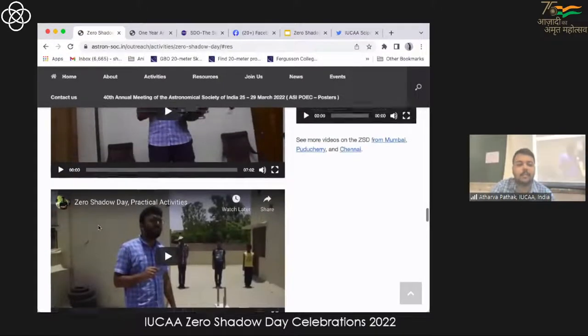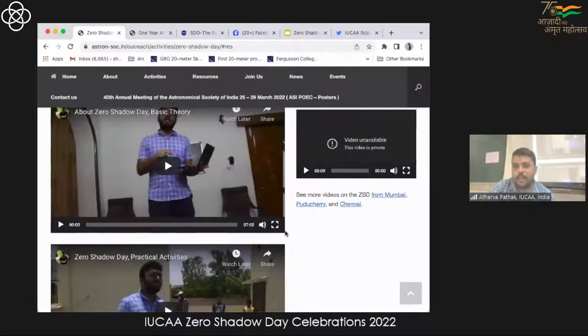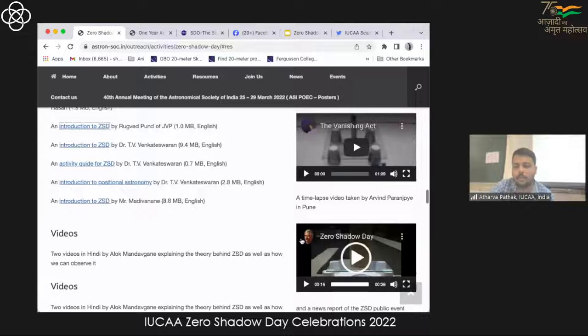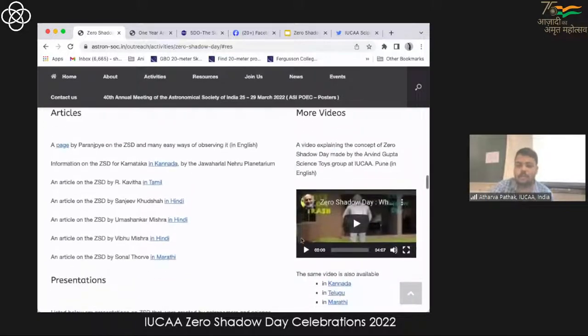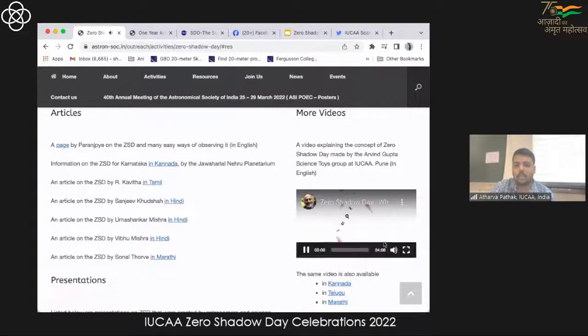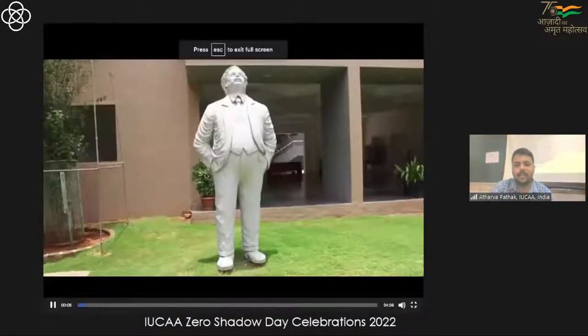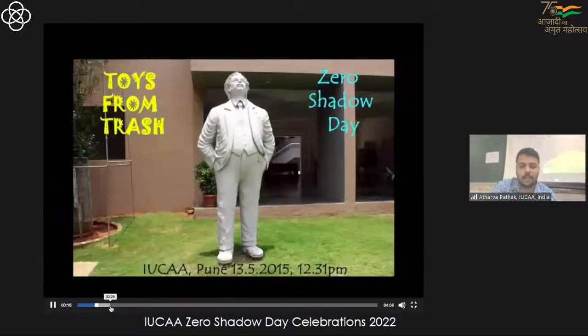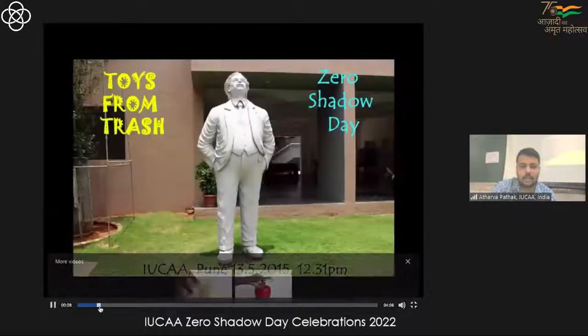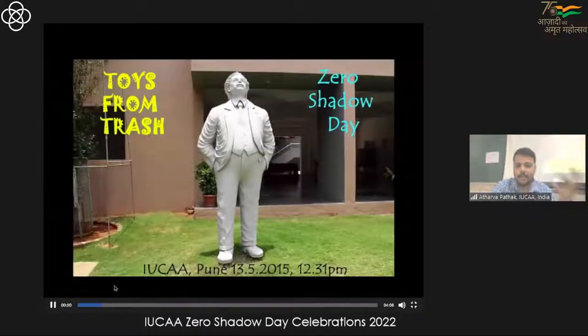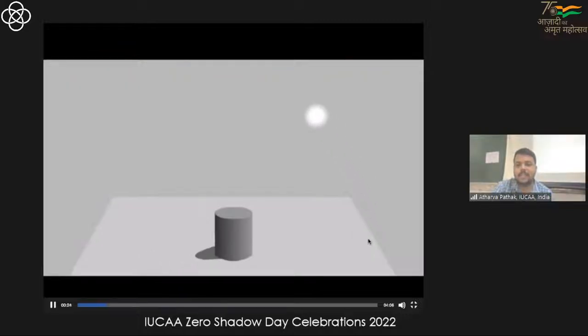And then there are these explanations over YouTube that you can see, and you can learn more about the Zero Shadow Day. So now what we are going to do is move to the central kund of IUCAA. As you can see in this video, this is the central kund of IUCAA. And we are going to understand the setup of the Zero Shadow Day. Before we move there, let's quickly see this animation.